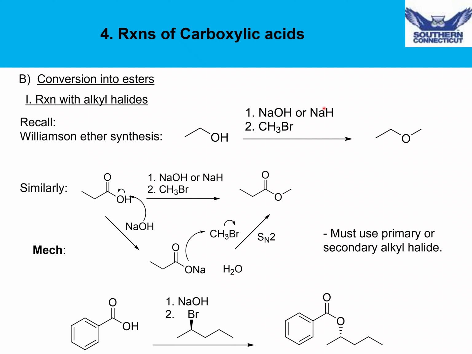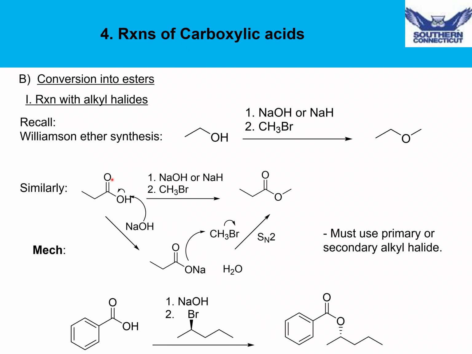The base removes the proton on the alcohol, and then the oxygen is more nucleophilic and therefore attacks this electrophile, eliminating the bromine. As a result, we get an SN2 reaction and we end up with an ether. We have essentially replaced the hydrogen on the alcohol with a methyl group.